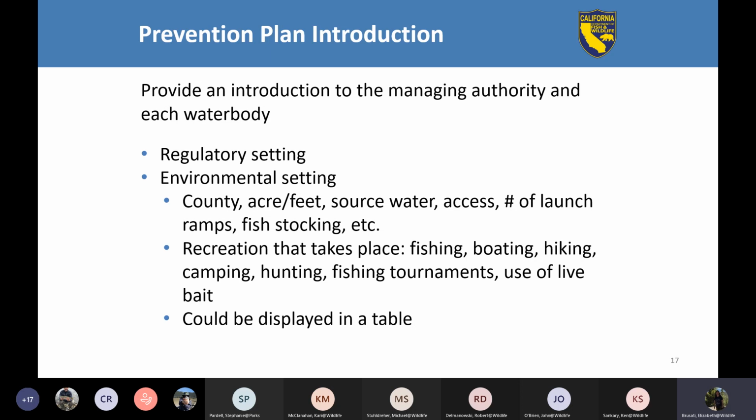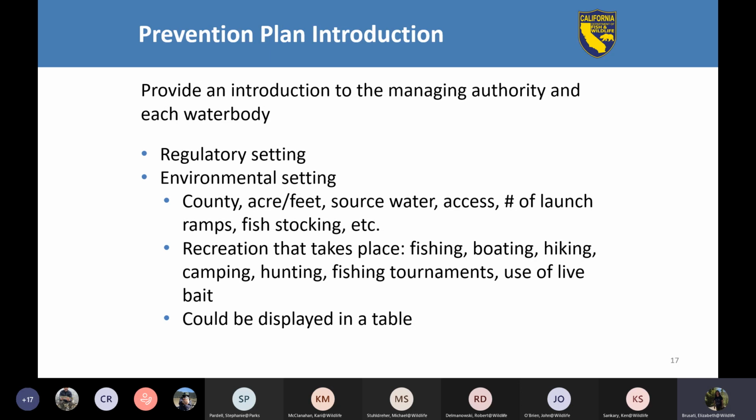So you want to include the regulatory setting, who's in charge of your reservoir, and the environmental setting, which basically means where is it located, how large is it, what is the source of water. Source of water and also what's downstream is important in terms of thinking about vulnerability for potential spread of mussels. Describe the type of access you have, the number of launch ramps, things like, do you have fish stocking?